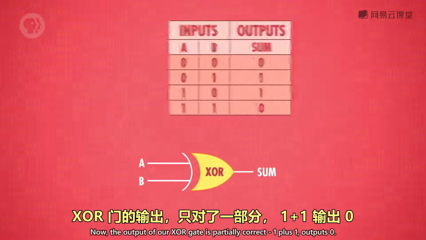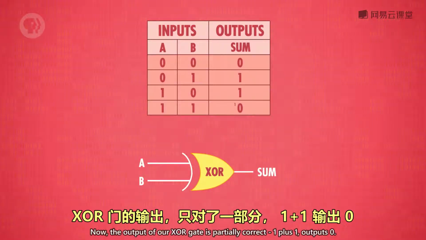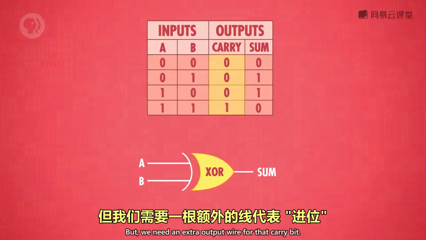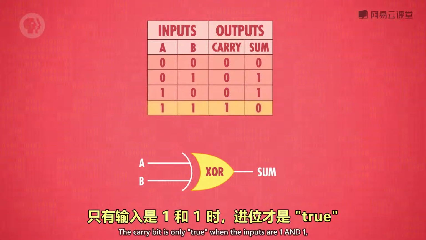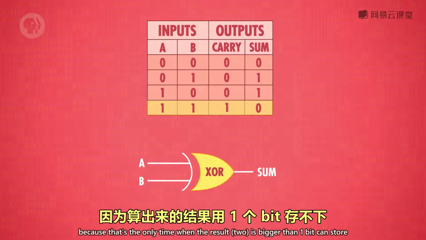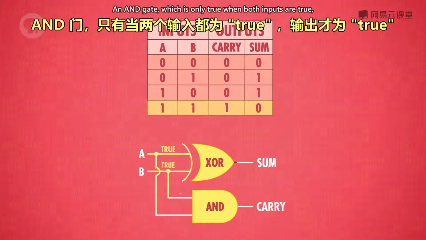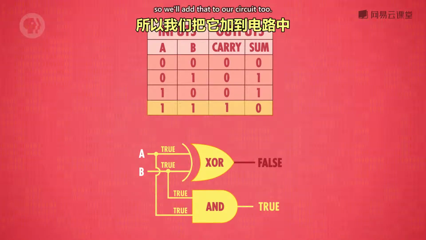Now, the output of our XOR gate is partially correct. 1 plus 1 outputs 0, but we need an extra output wire for that carry bit. The carry bit is only true when the inputs are 1 and 1, because that's the only time when the result is bigger than one bit can store. And conveniently, we have a gate for that, an AND gate, which is only true when both inputs are true. So we'll add that to our circuit too.